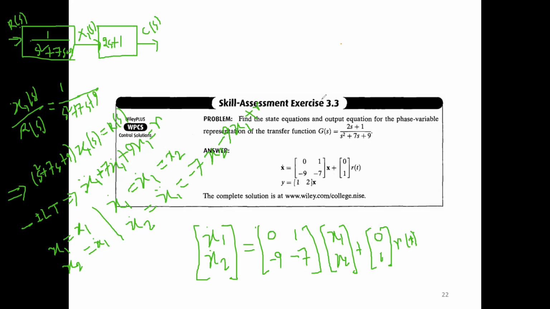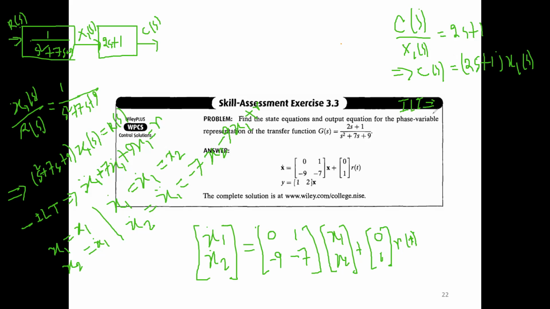For the second part, that means for this one, say C(s) by X1(s) is equal to 2s plus 1, or you can write C(s) is equal to (2s plus 1) into X1(s). Take the inverse Laplace transform. Taking the inverse Laplace transform, you would get 2 x1 dot plus x1 is equal to c(t).